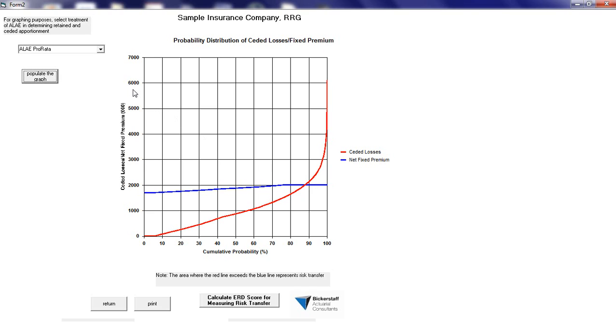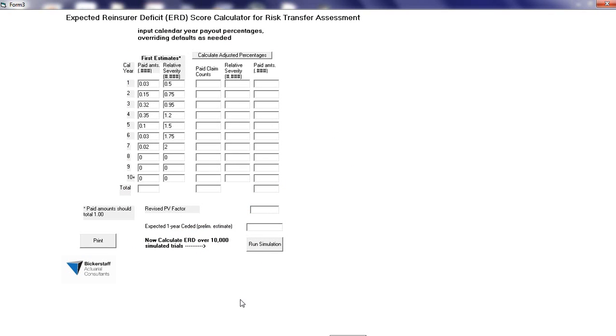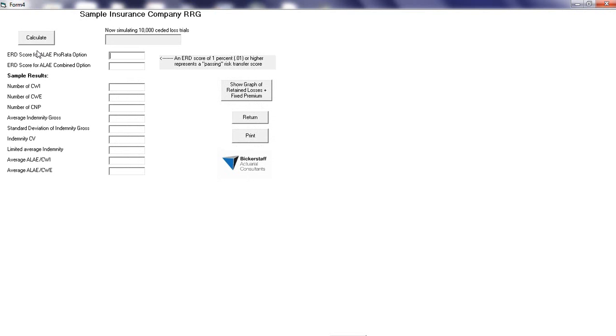Now, we defined the ERD score in the previous part 2, expected reinsured deficit score. Let's run that for this fixed premium arrangement. We're going to run 10,000 trials again, and let's see what the score is. About 3% for the ALAE pro rata option and about 4.6 for the ALAE on a combined option.